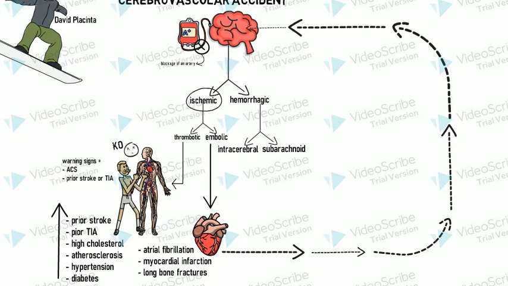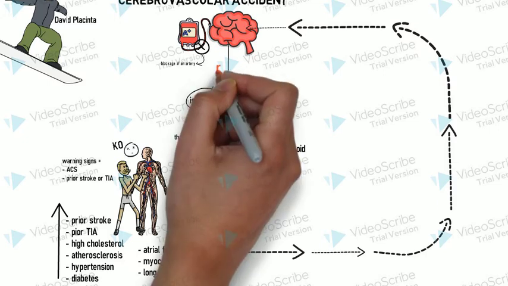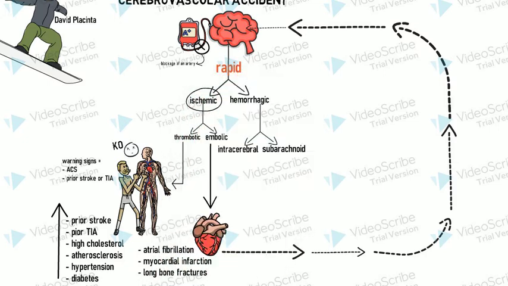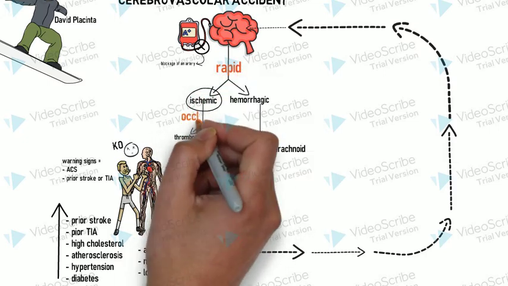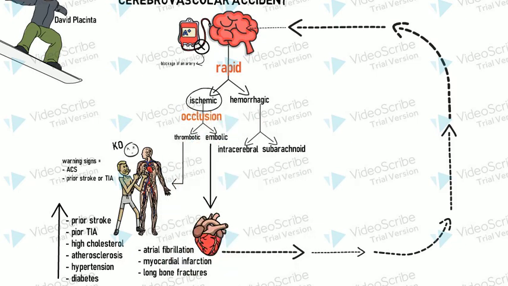In both cases, embolic and hemorrhagic strokes, the onset is rapid, but the difference is that in embolic strokes a vessel is occluded, whereas in a hemorrhagic stroke, a vessel is ruptured.